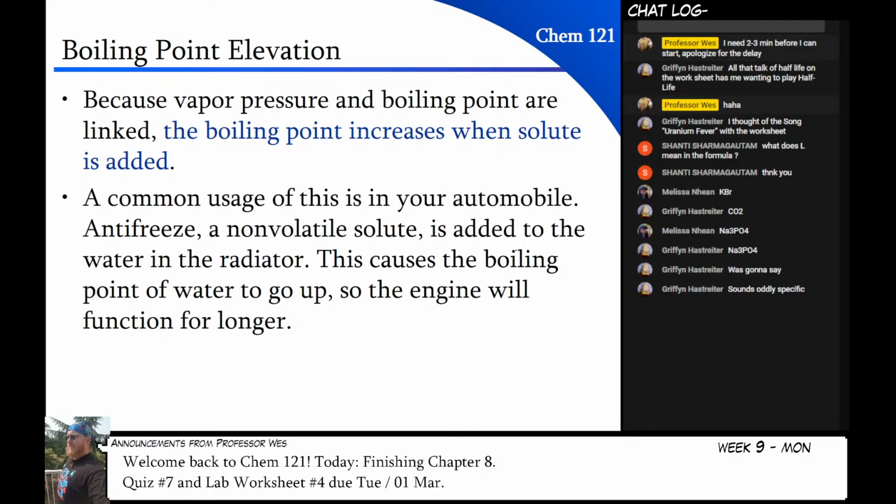Another example of boiling point elevation that I can think of is if you add salt to, say, pasta water. If you add lots of salt to it, not only does it make your pasta taste good, but the boiling temperature goes up very slightly to, like, say, 101 Celsius or something like that. And then you cook your pasta slightly faster.